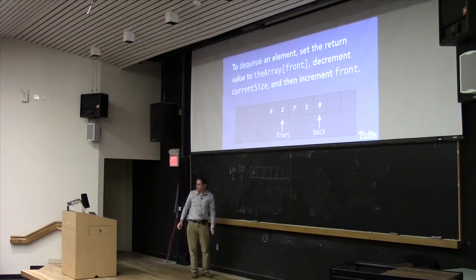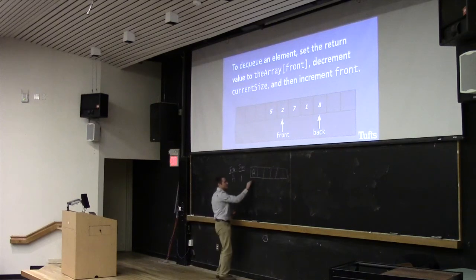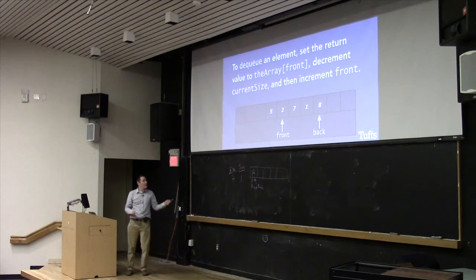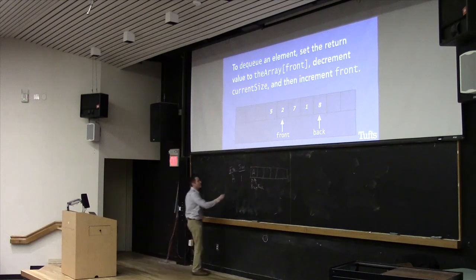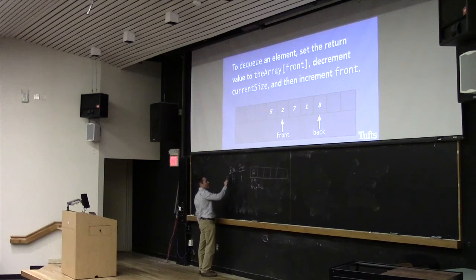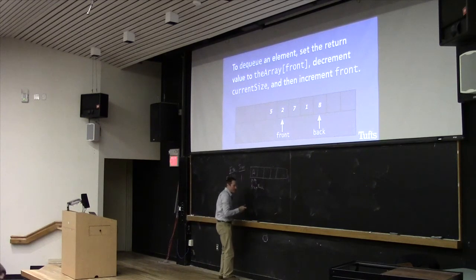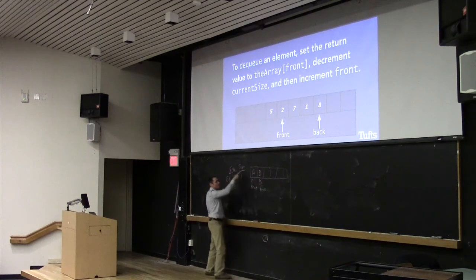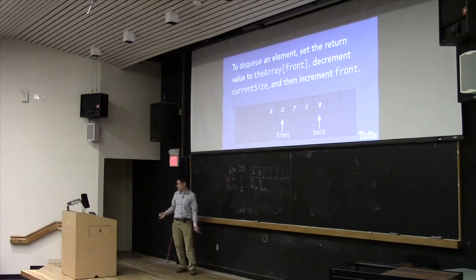Where's the front of the queue? A. So front is going to point there. Where's the back of the line? A as well. So back is also going to point there. Now we're going to enqueue B. We're going to increment back, and put B right there, and make sure we make our size 2. So far, so good?